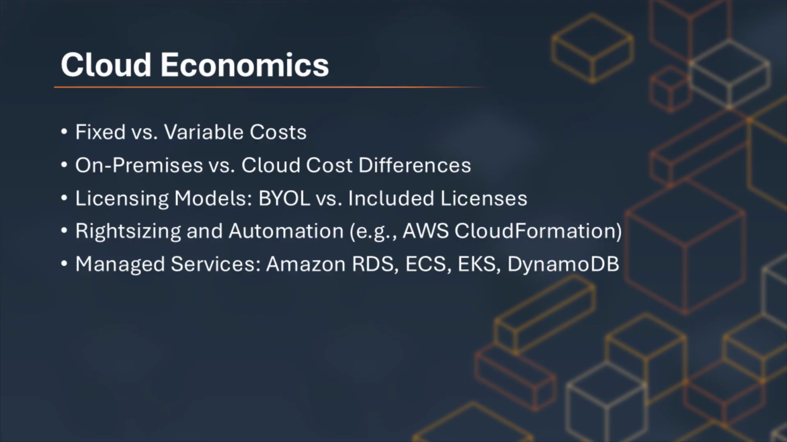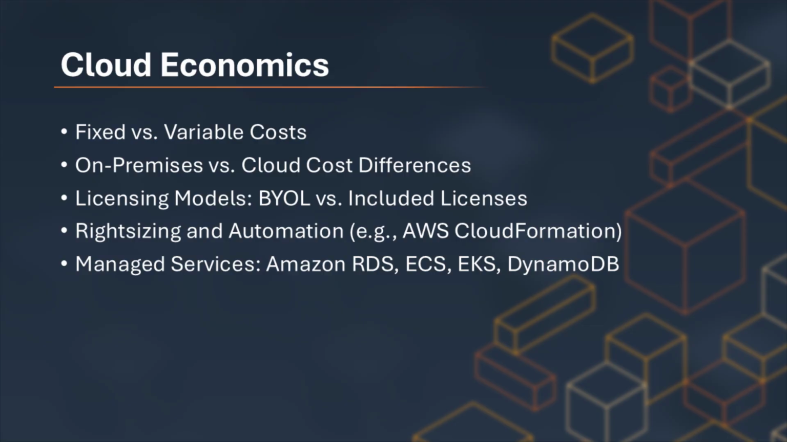Licensing is another key concept. AWS offers Bring Your Own License, or BYOL, where you use existing software licenses, like for Microsoft SQL Server, or included licenses with services like Amazon RDS. Right-sizing ensures you use the right resources, so you don't overpay for a large EC2 instance when a smaller one works. Automation tools like AWS CloudFormation provision resources quickly, reducing manual errors. For instance, CloudFormation can deploy an entire web application stack in minutes.